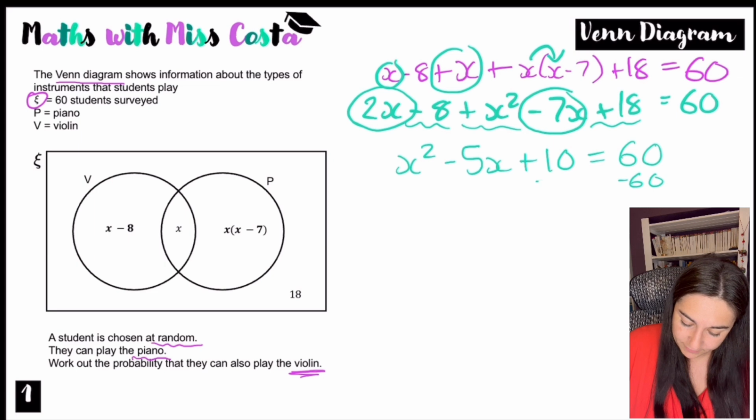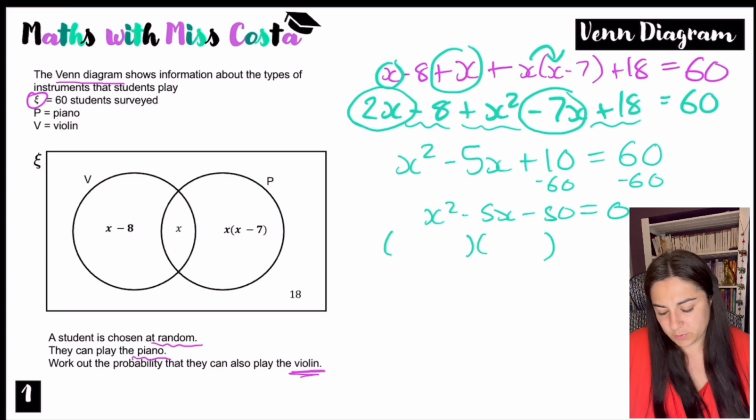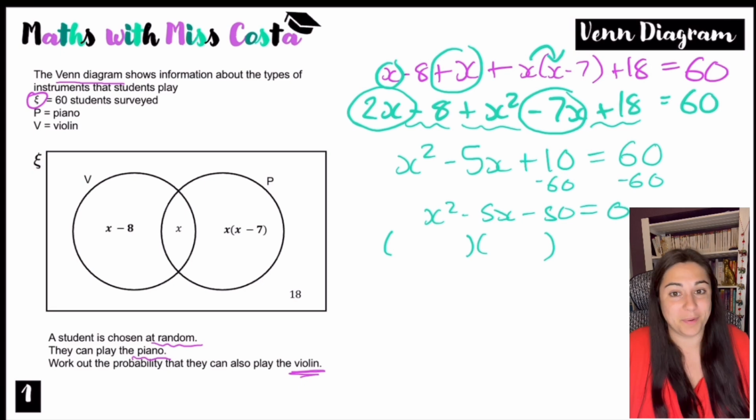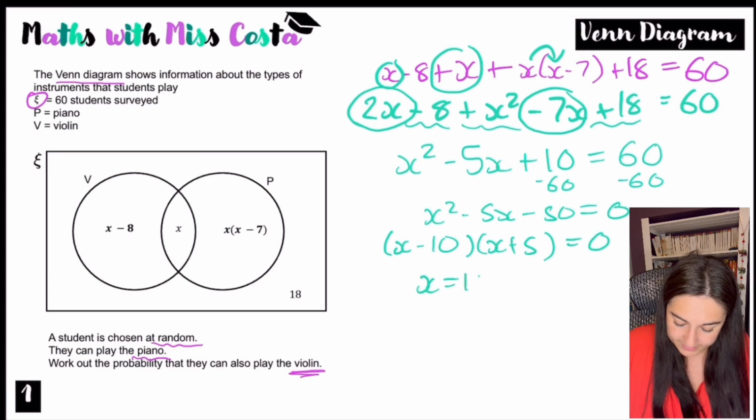So let's take 60 from both sides. You've got x squared, take 5x, take 50 equals 0. So let's factorize it. Well, 50. Numbers that multiply to make 50: 5 and 10. And how can I combine them to make negative 5? So negative 10 plus 5. So (x take 10)(x plus 5) equals 0. So therefore x is 10 or x is negative 5.